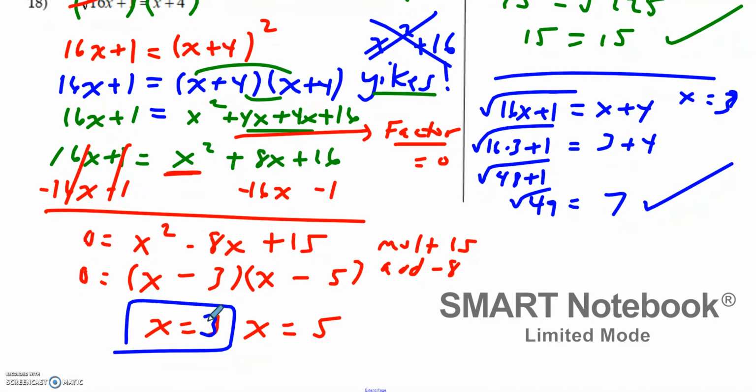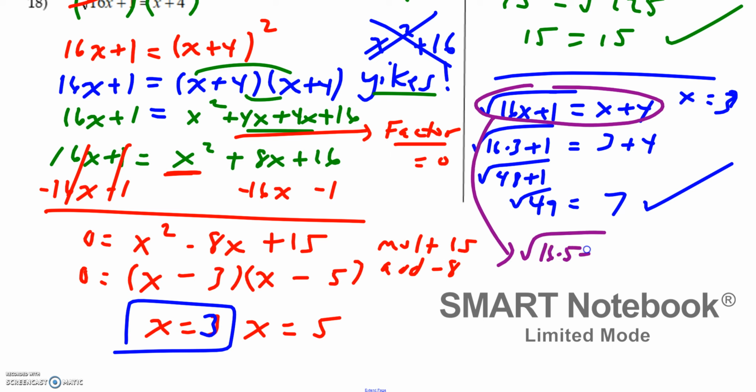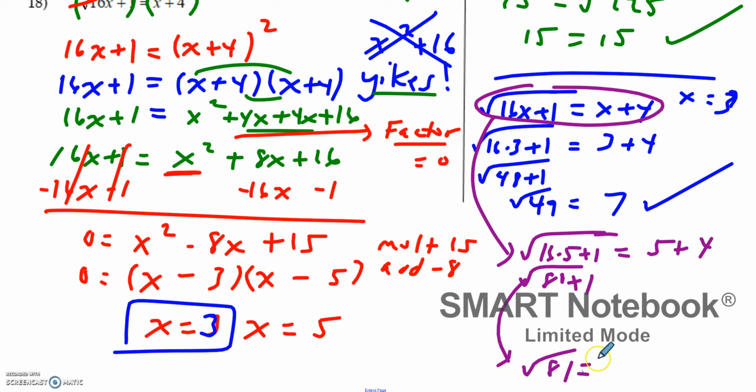If I check the second one here, I'll change my color. If I plug, instead of 3 this time, if I take my original equation and plug in 5, does the square root of 16 times 5 plus 1 equal 5 plus 4? 16 times 5 is 80, so does the square root of 80 plus 1, which is the square root of 81, equal 5 plus 4 or 9? Yes, it does. So this answer works as well. So this is a quadratic where both answers worked, unlike the previous problem where only one worked, which is why it's so important to check.